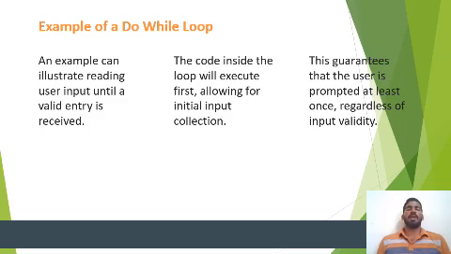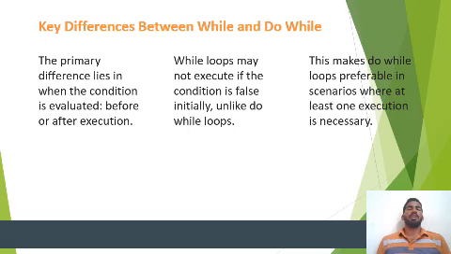Key differences between while and do while. The primary difference lies in when the condition is evaluated, before or after execution. While loops may not execute if the condition is false initially, unlike do while loops.